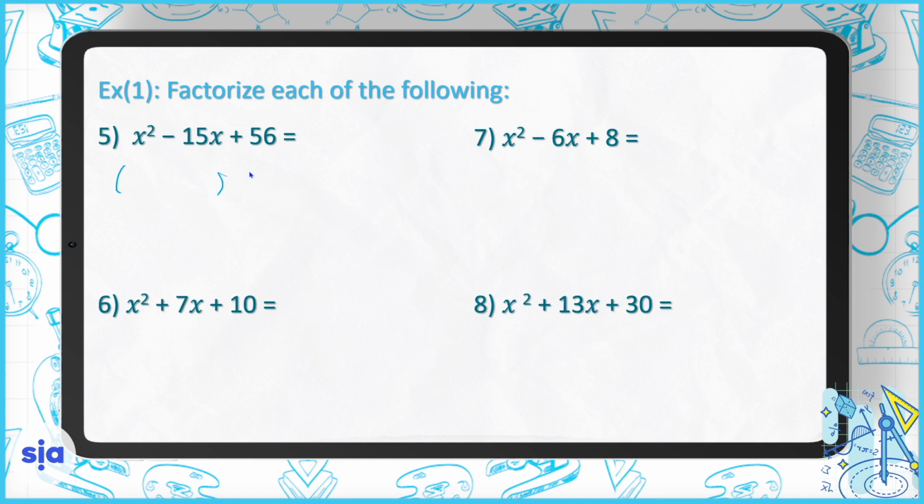Question 5. Here are the two brackets. There is no HCF, so it's x and x. And then minus. I want two numbers. Their product is 56 and their sum is 15. Excellent. They are the 8 and the 7. So the bigger number first, so it's the 8, then the 7. Question 7. Here are the two brackets. There is no HCF. X.